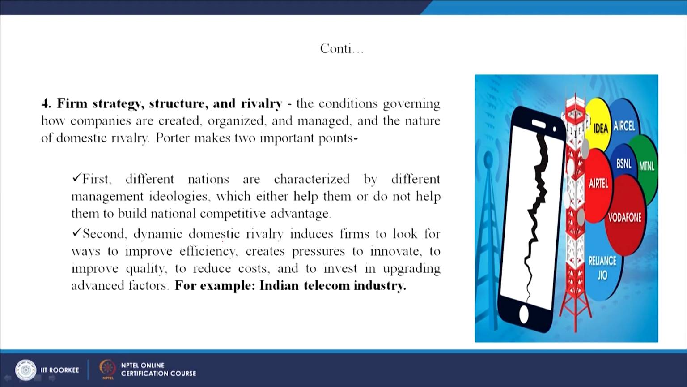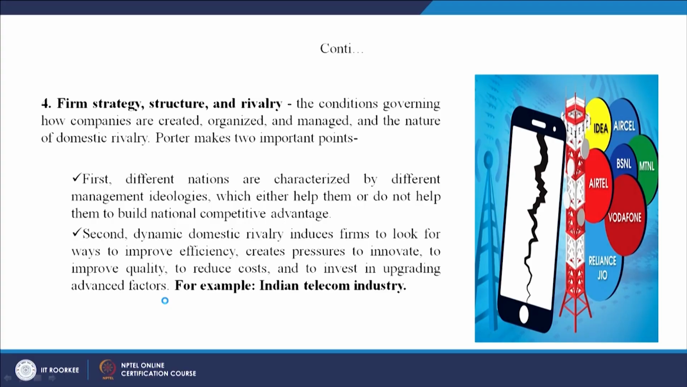Second, dynamic domestic rivalry induces firms to look for ways to improve efficiency. Now, in Germany for example, if there are so many producers of engines and high tech machines, then automatically there is a competition, and any trade starts from the home market, right. So, we say first is ethnocentric. So, the first thing is how well you are doing. Once you do well in the domestic market, then generally you go to the export or the international market.